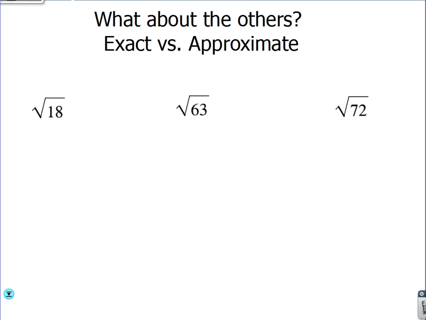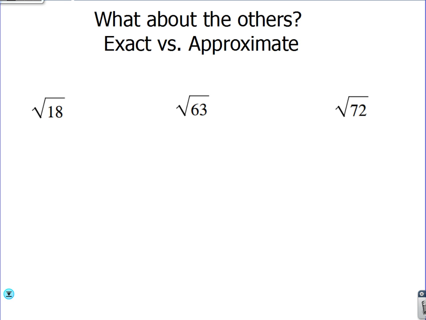Square root of 18, another one right off the top of your head. Well, the square root of 16 is 4, square root of 25 is 5, so the square root of 18 is somewhere between 4 and 5. Which is it closer to? Wouldn't that be closer to 4, because 18 is closer to 16?